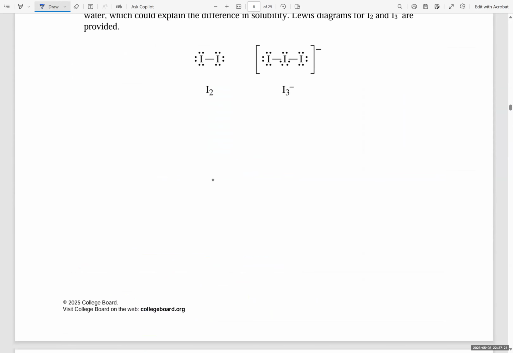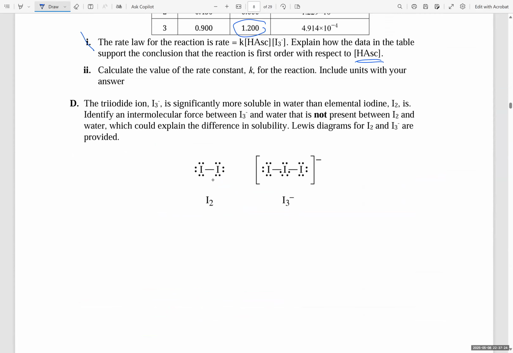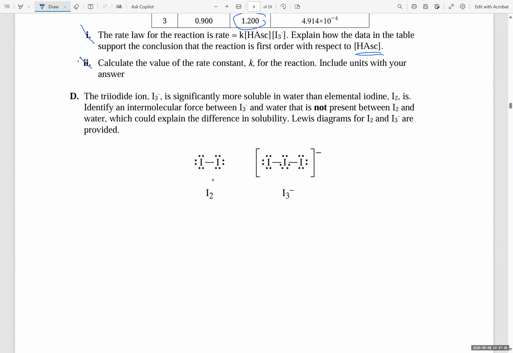D is right here, all right? So 2II, and we're excited. Why are we excited? Because we're into 20 points already, right? The triiodide ion I3 minus is significantly more soluble in water than elemental iodine. It is. Identify an intermolecular force between I3 minus and water that is not present between I2 and water, which could explain the difference. Okay, so let's take it.